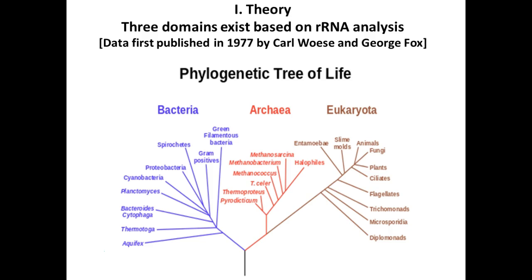So when he did this, he saw this clustering effect. He saw all the bacteria clumping together. He saw all the archaea clumping together. And all the eukaryotes. And the archaea at one time were kind of lumped in with bacteria in a kingdom classification that's not used quite as much anymore.